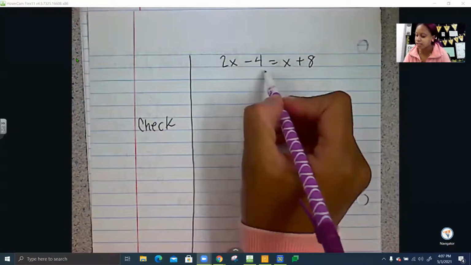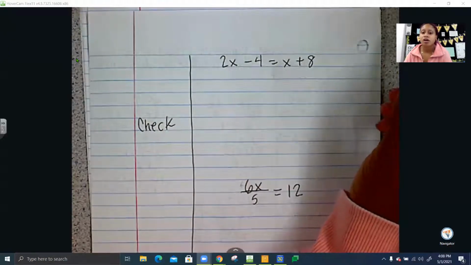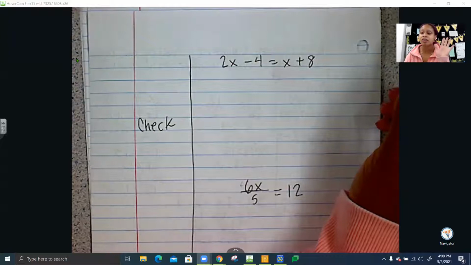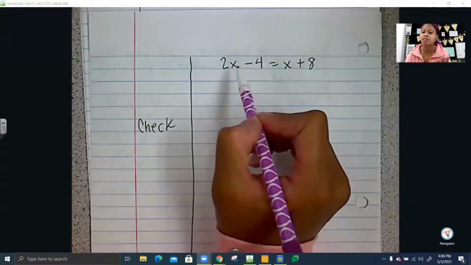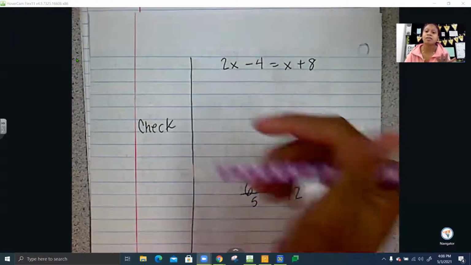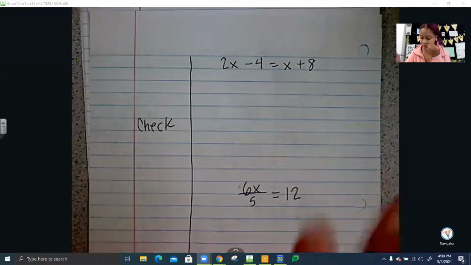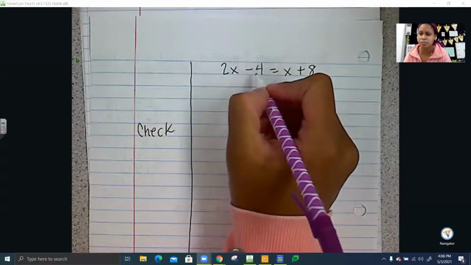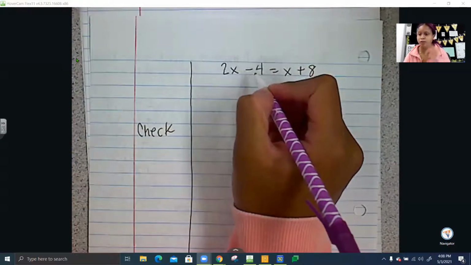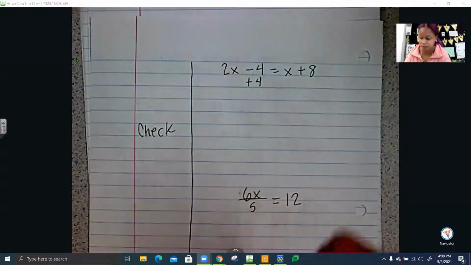So we have 2x minus 4 equals x plus 8. So remember, we want to leave the variable, the largest variable, on the side that it's on currently. So 2x is larger than x. So that means I want to leave my 2x alone and move everything else away. So I have 2x minus 4. I want to get rid of this minus 4. So remember, for subtraction, the inverse operation is addition. So I'm going to add 4 to get rid of it.